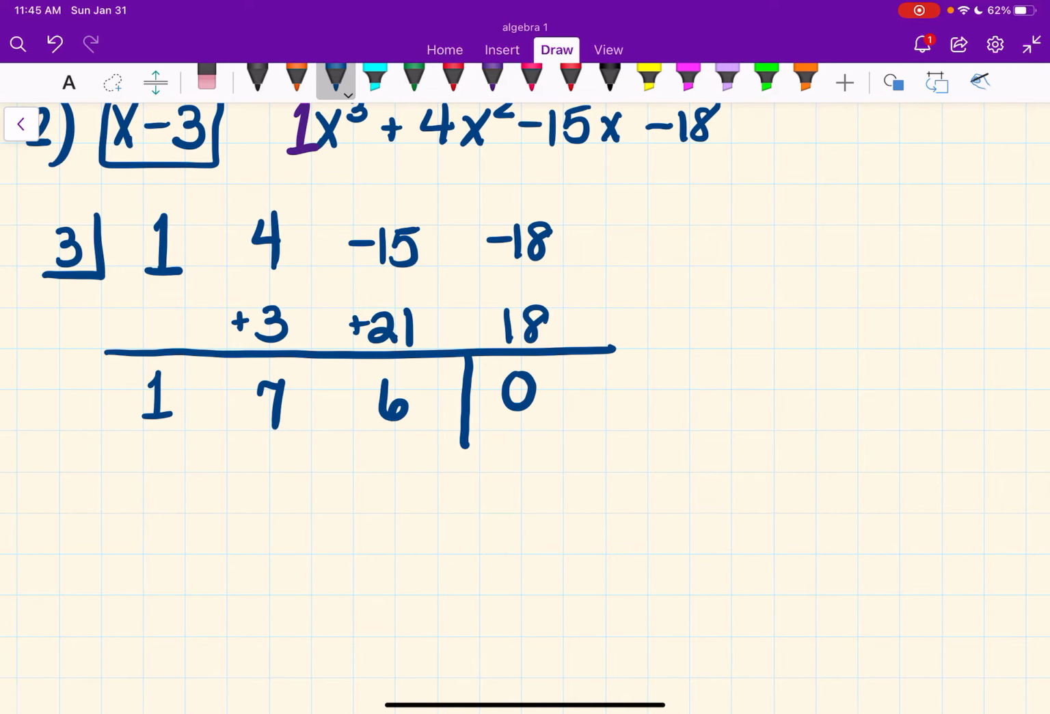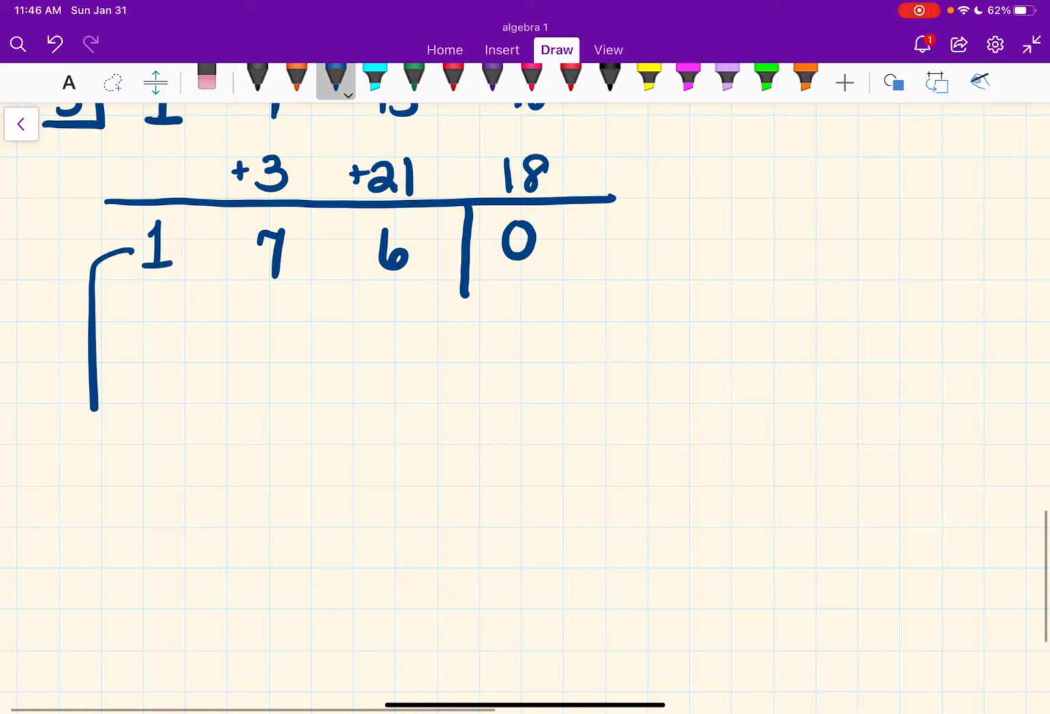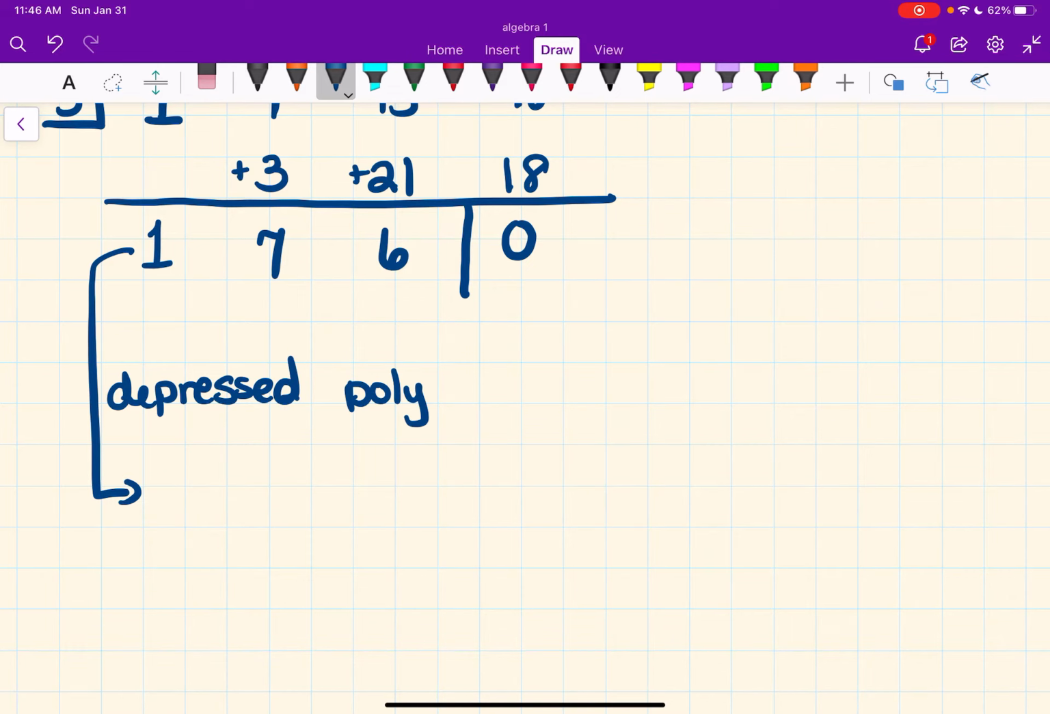There we go. Now what this gives us is called a depressed polynomial. We've depressed it by 1 degree.